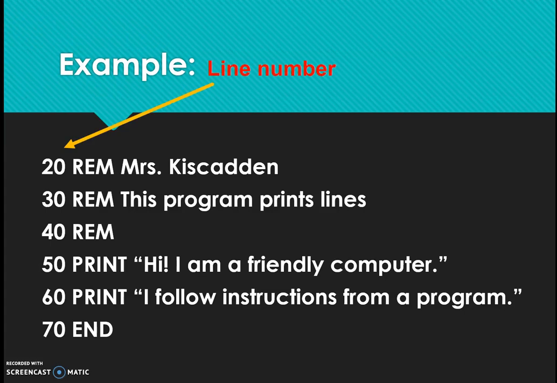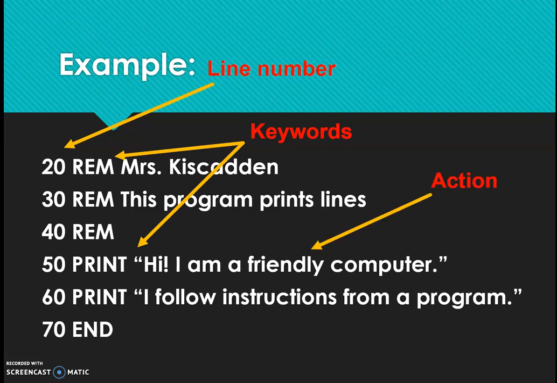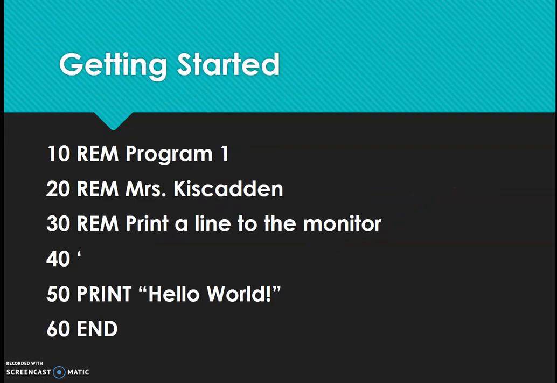So we see our line number. Remember, there were 3 key components to every executing line of code. We have keywords, our REM, our PRINT, and then we have the action: what do I want it to do after the keyword? So when we get into class, we are going to start with our Getting Started program, where we're going to tell it to print "Hello World" to the screen.